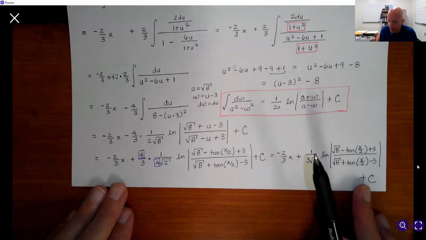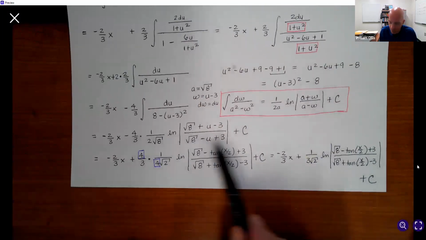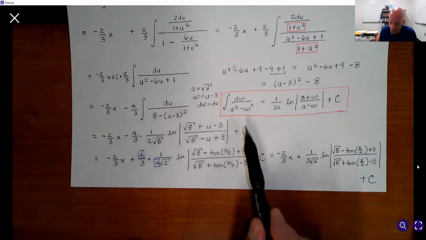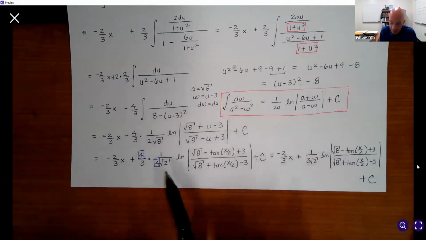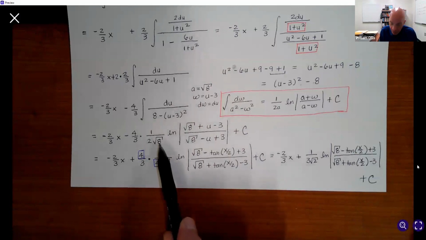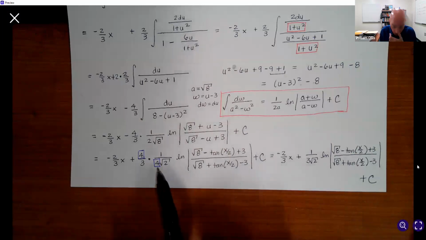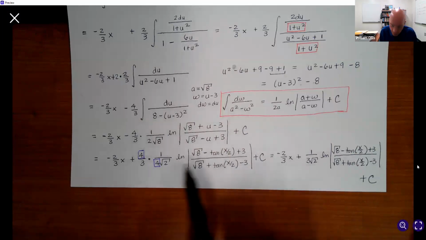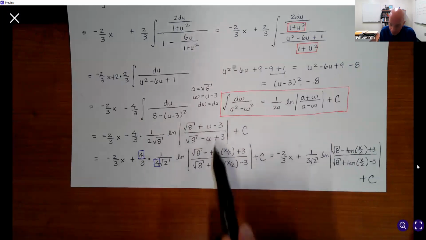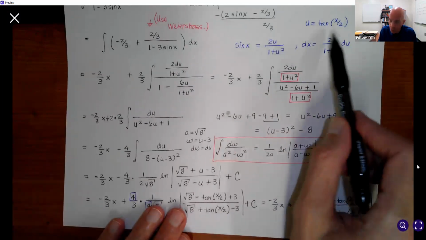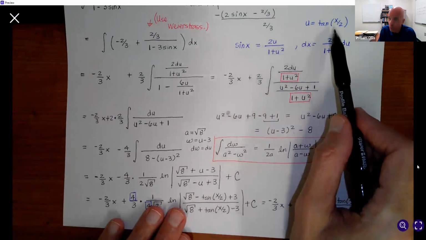Now, if you like, and it doesn't matter, there's absolutely nothing wrong with this. But if you like, we can go ahead and move the negative upstairs and get it out of the way. Notice the root 8 is just 2 root 2, so that'll give us a 4 root 2. So the 4s will absorb. And then if we run the negative up, we just flip the fraction. And then, of course, the u is the half angle formula for tangent.